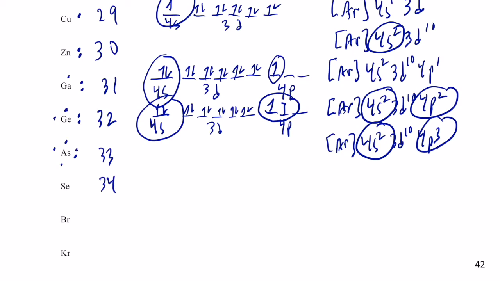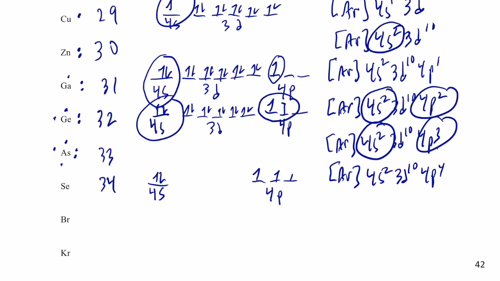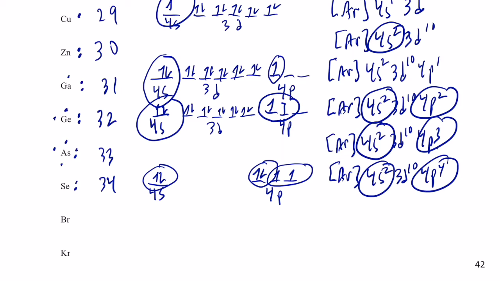Selenium with 34 electrons is argon, 4s2, 3d10, 4p4. So let me just do the valence electrons here for the orbital diagram. The 4s has a pair, and my 4p has 1, 2, 3, 4 electrons in it, doesn't it? A pair and 4 electrons. So my dot picture will have a pair, another pair, and then 2 by themselves.